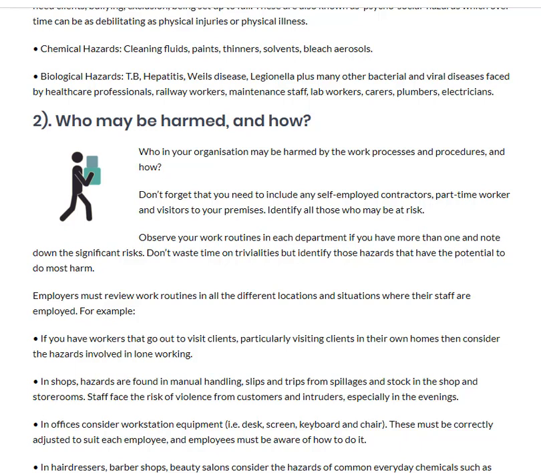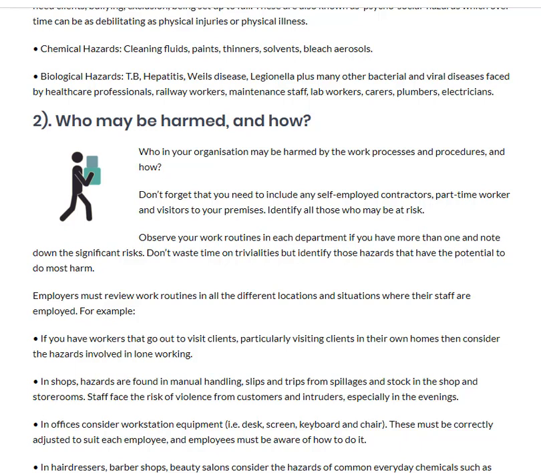Employers must review work routines in all different locations and situations where their staff are employed. For example, if you have workers that go out to visit clients, particularly visiting clients in their own homes, then consider the hazards involved in lone working. In shops, hazards are found in manual handling, slips and trips from spillages and stock on the shop floor and storerooms. Staff face the risk of violence from customers and intruders, especially in the evenings.